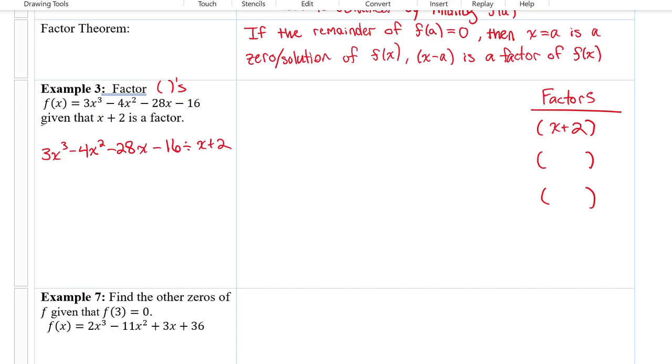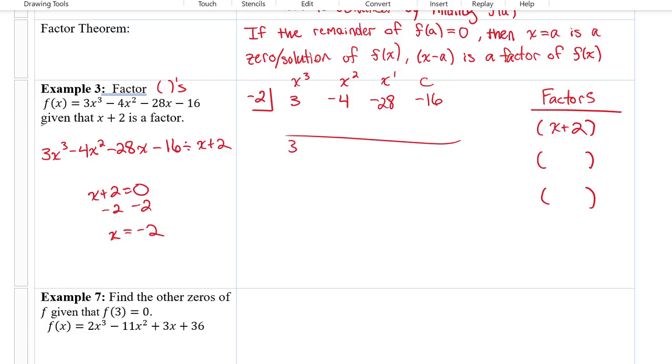So here we go. As we learned from the previous example, I'm going to take my divisor, set it equal to 0, and solve for x. That's going to be my box number for synthetic division. Now I can look at my dividend and set this up in my synthetic coefficients. So we need x to the third, x squared, x to the first, constant. That would be 3x to the third, negative 4x squared, negative 28x to the first, negative 16.